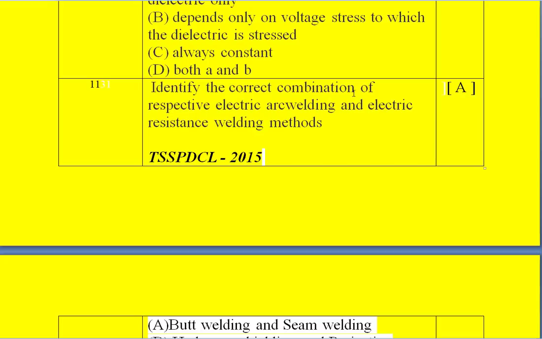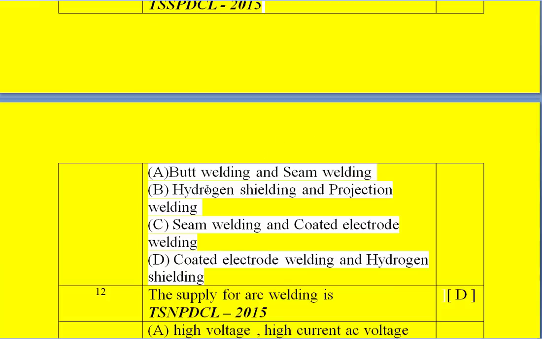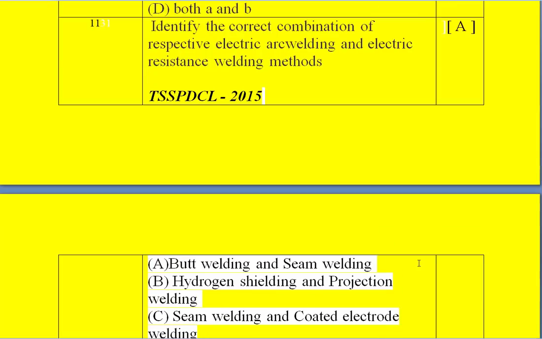Next, identify the correct combination of respective electric arc welding and electric resistance welding methods. This was given in 2015 TS SPDCL. A is butt welding and seam welding. B is hydrogen shielding and projection welding. C is seam welding and coated electrode welding. D is coated electrode welding and hydrogen shielding. The right answer for this is A, butt welding and seam welding.